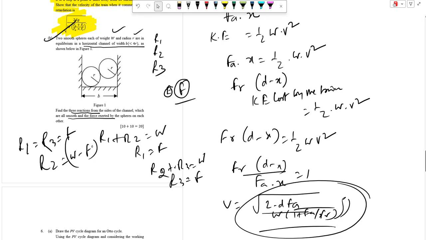In this way you can solve it and send it to me. This is the end for this part.